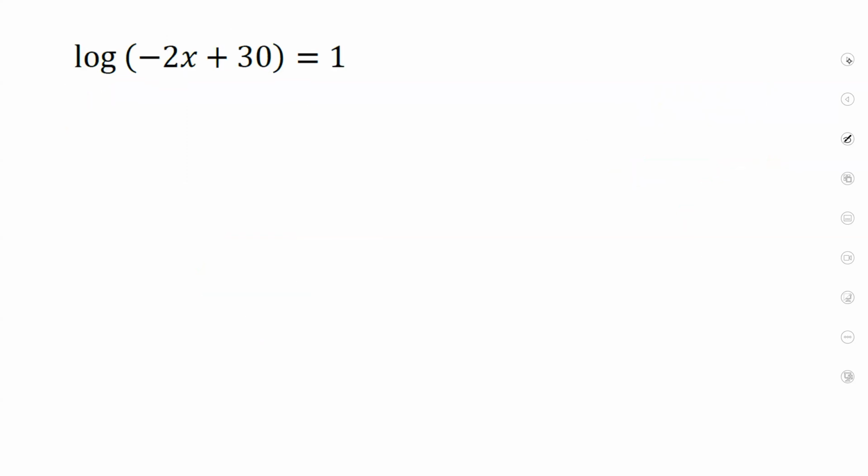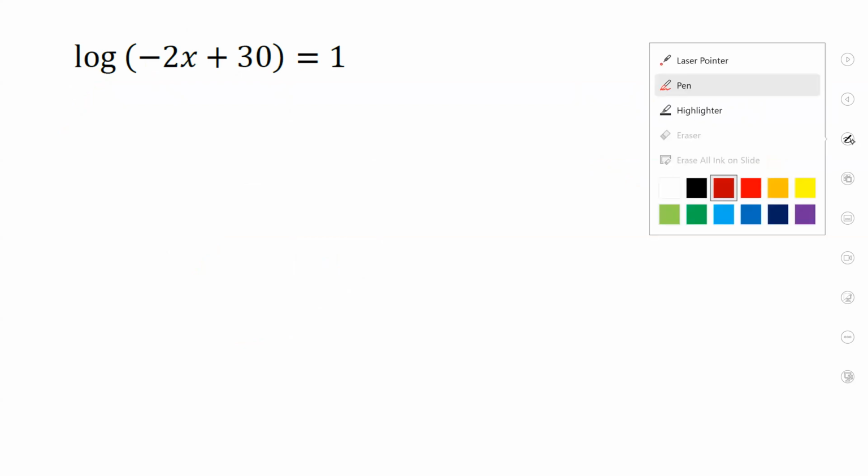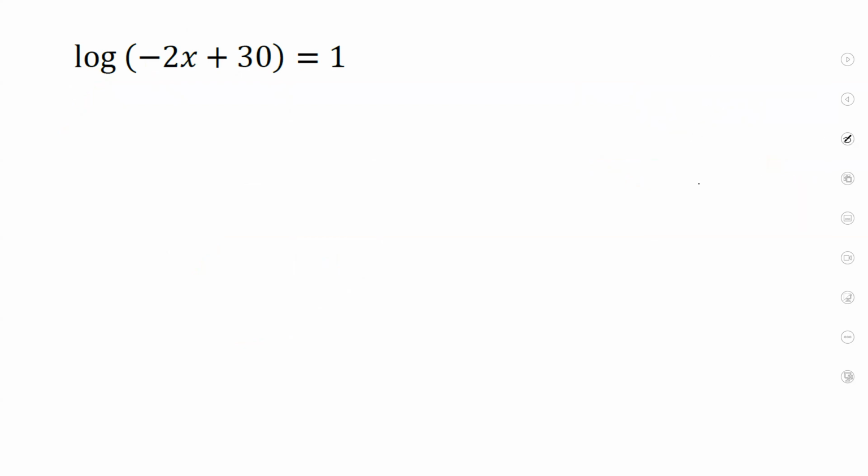Okay, guys, the base is not given. So when the base is not given, what is my base? 10. So guys, you can imagine a 10 right there. So since my base is 10, I'm going to turn this into an exponential problem with a base of 10. And the beautiful thing about inverses is that they cancel out. So all of this is gone.